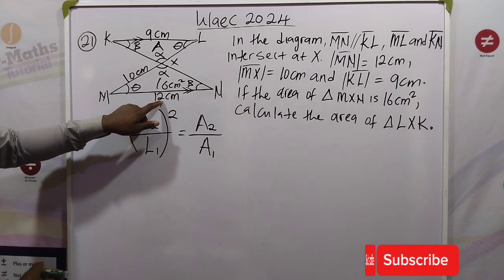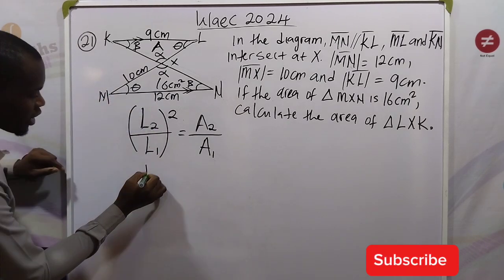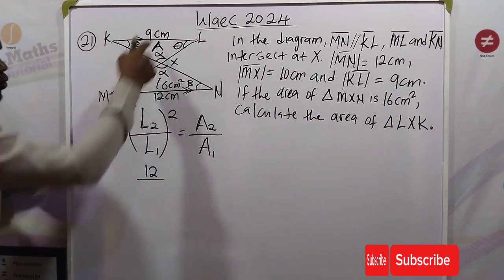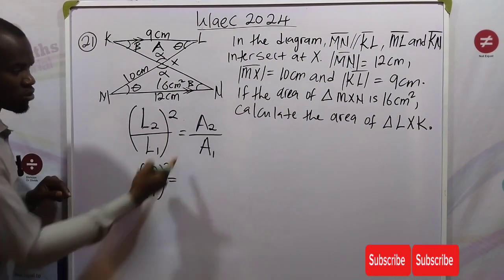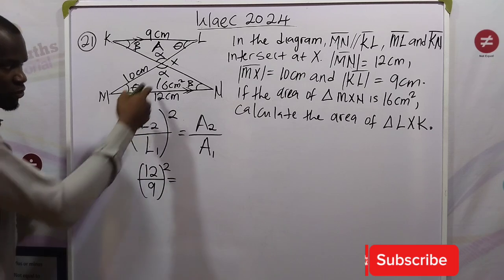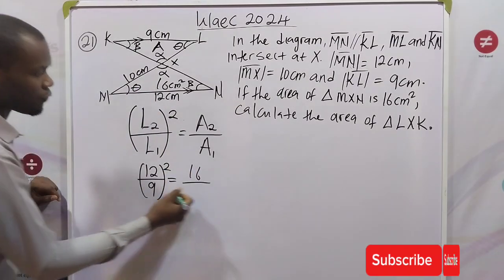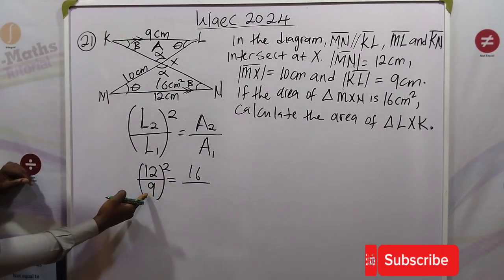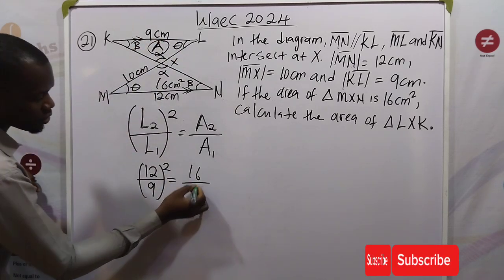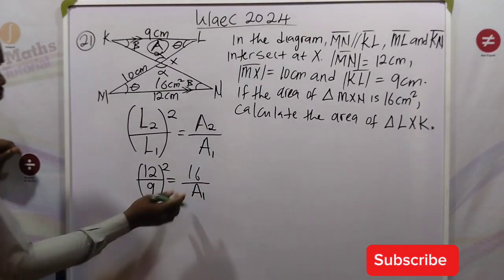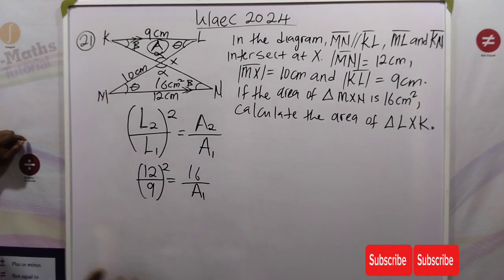So let's consider 12 as the L2. Therefore, we'll have 12 over our L1, which is 9, then square it, equals the area of this triangle, which is 16, over the area of this triangle with length 9, which is what we are looking for. It was not given, right? So leave it as A1. All right.